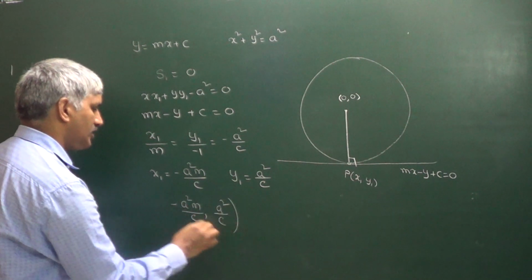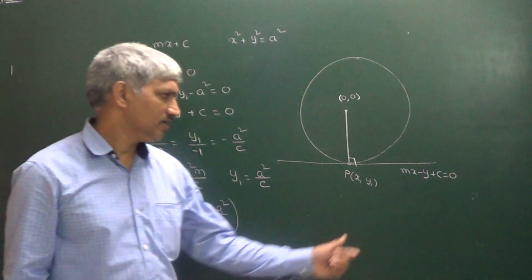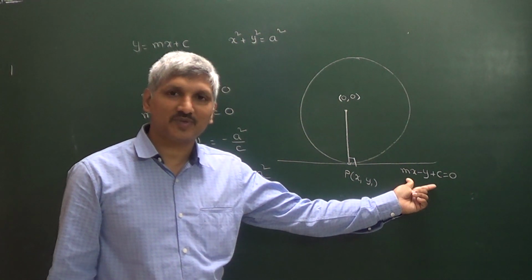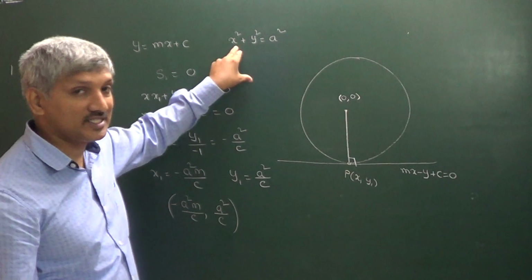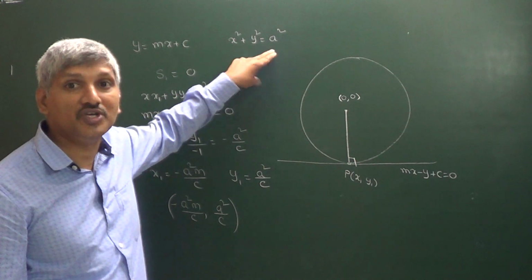This is the point of contact of the line y is equal to mx plus c to the circle x square plus y square is equal to a square.